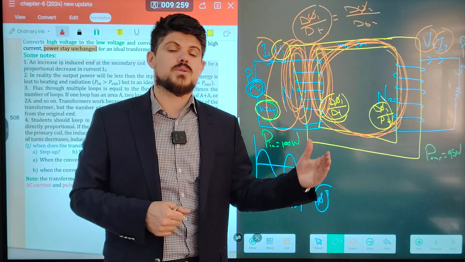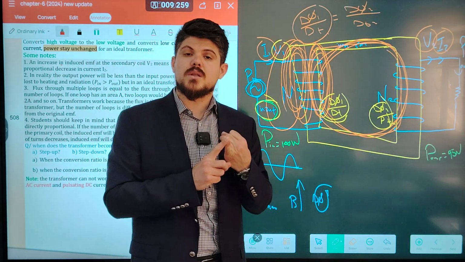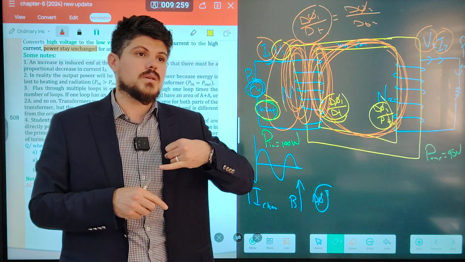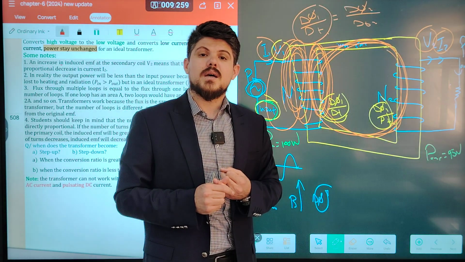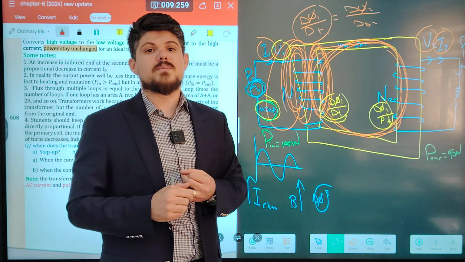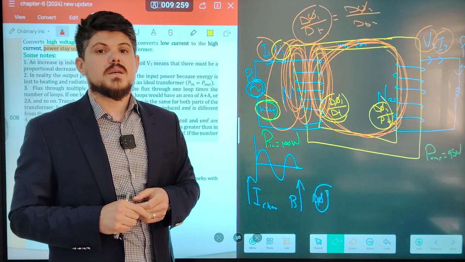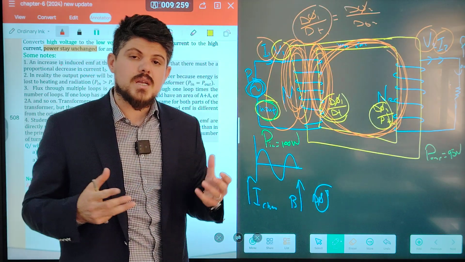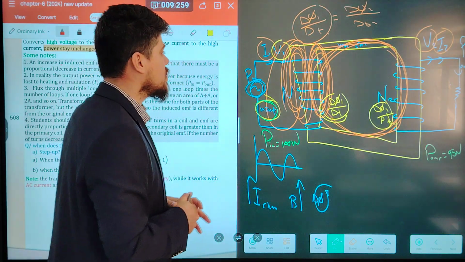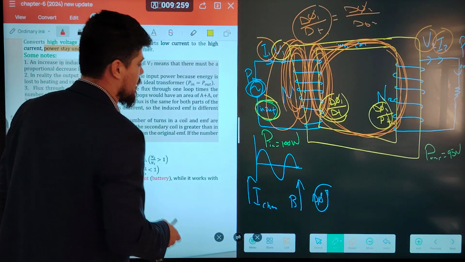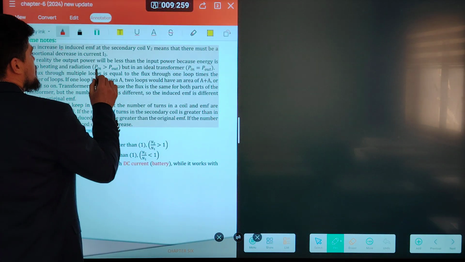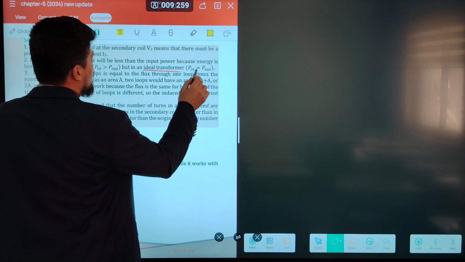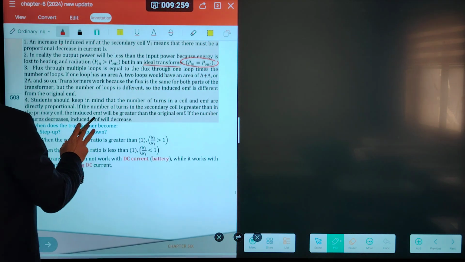The power is dissipated in the transformer because of the coil, the wire. It goes to heat or warms the wire, and in the iron core because of the magnetic hysteresis, and sometimes because of the eddy current, some of the electrical energy is converted and some of the power is dissipated. Okay? But in an ideal transformer, P input is equal to P output.